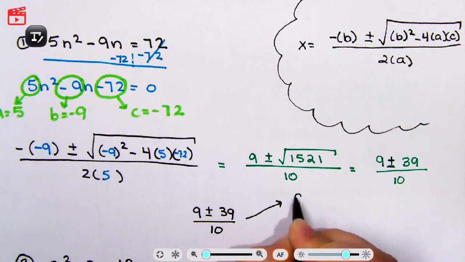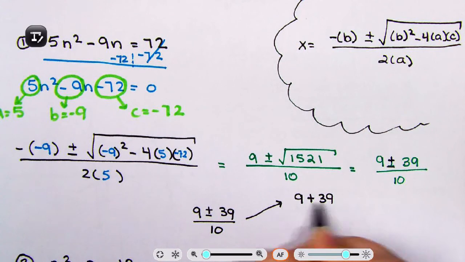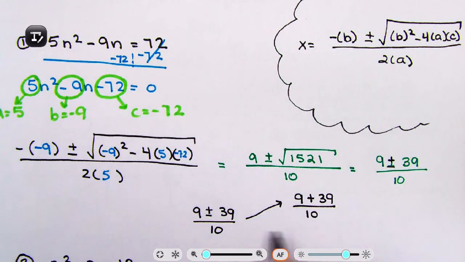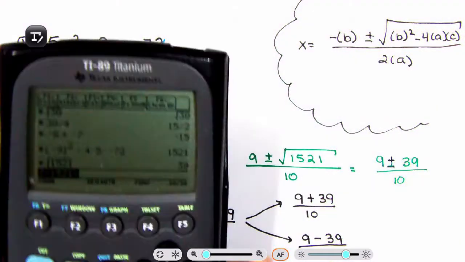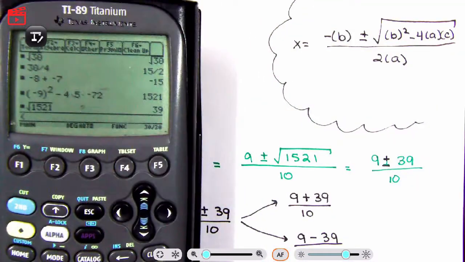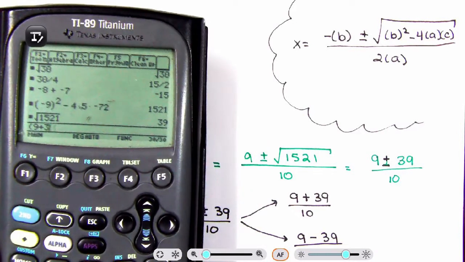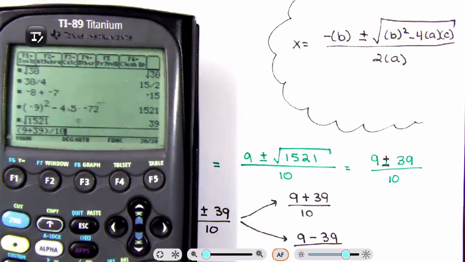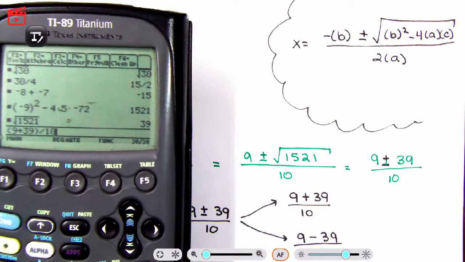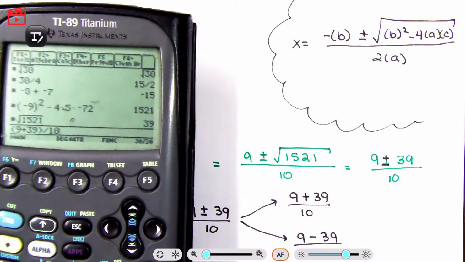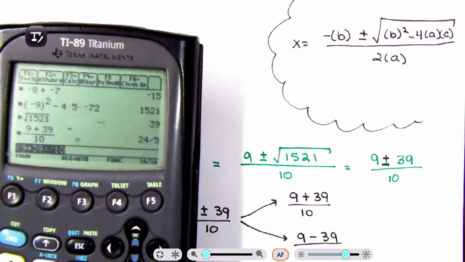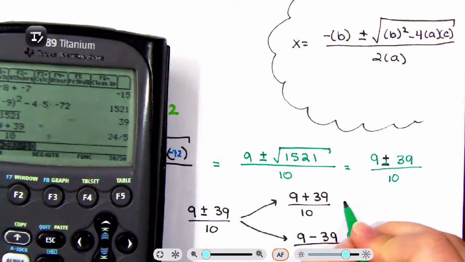You're going to do a positive version of that, so 9 plus 39 divided by 10, and a minus version, so 9 minus 39 divided by 10. And again, I'm going to type that into my calculator. I'm going to use parentheses for the numerator. So 9 plus 39 divided by 10. The reason I like to use parentheses is because I want to tell the calculator, hey, both 9 and 39 are in the numerator. So that gives me a fraction of 24 fifths.